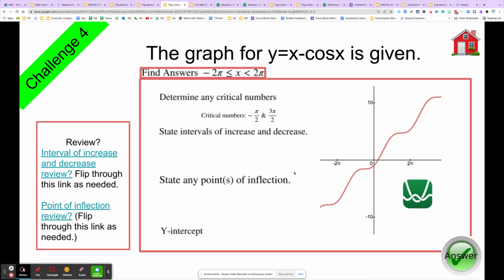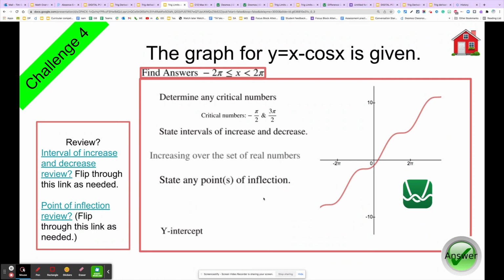When is this thing increasing and decreasing? Well, I don't know if you can tell, but this is increasing the entire time. And if we were wondering how we could know that, we could test values in between -pi over 2 and 3 pi over 2, and we place those values in here. And if the value is positive, which it's going to be because it's increasing, then it's increasing on all fronts.